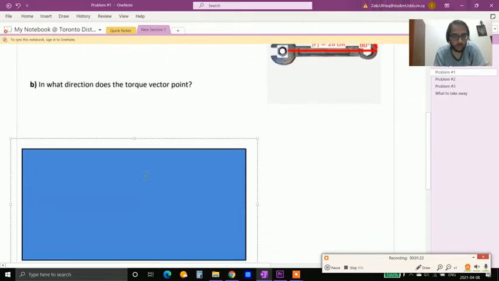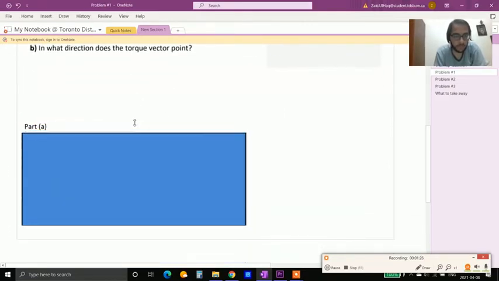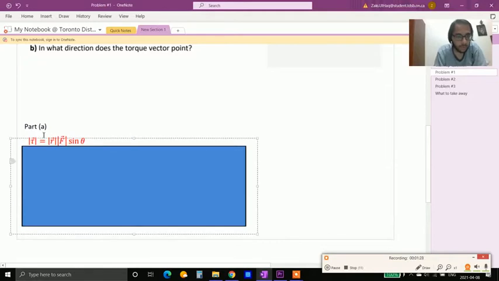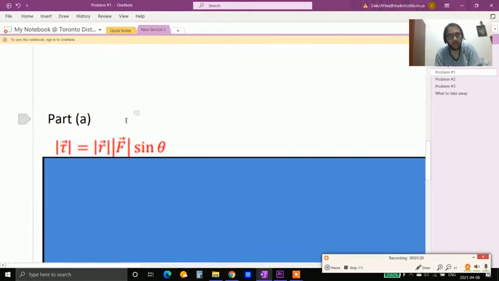So in order to find torque, we usually represent it with the Greek tau symbol, and from now on you can just call this the t vector. You can just say vector t equals the magnitude of r, so the displacement vector, times the magnitude of the force vector, times sine of the angle that they give you, and they gave you 80 degrees.